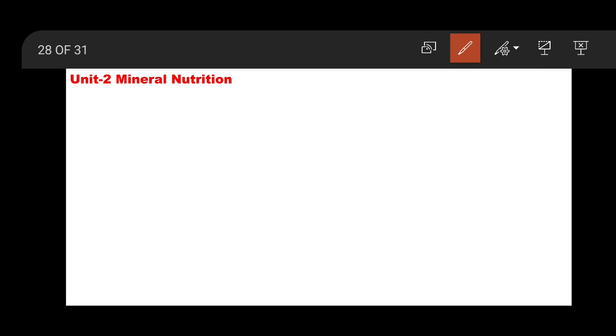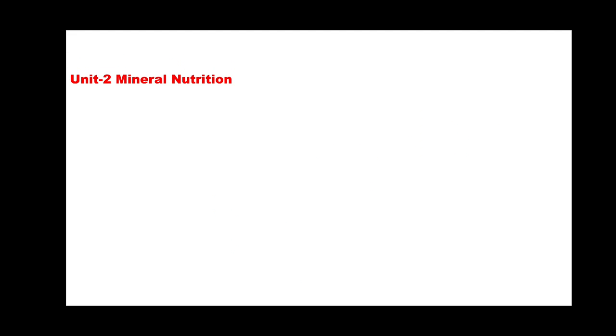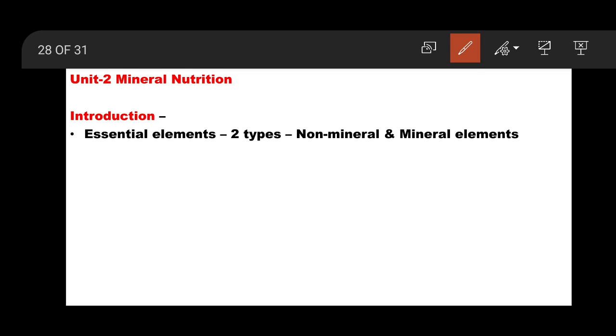So what is mineral nutrition? In the introductory part, we are going to discuss these essential elements. Essential means required. जरूरत है उसकी प्लांट को, सो उसको essential कहते हैं. So essential elements are of two types. First one is non-mineral elements and second one is mineral elements.